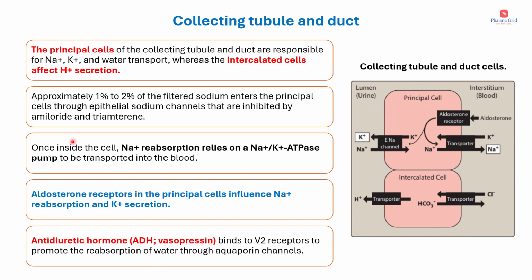Approximately 1% to 2% of the filtered sodium enters the principal cells through epithelial sodium channels that are inhibited by amiloride and triamterene. Once inside the cell, sodium reabsorption relies on a Na+ K+ ATPase pump to be transported into the blood, that is, the interstitium. Aldosterone receptors located in the principal cells influence sodium reabsorption and potassium secretion. Potassium is secreted into the lumen and sodium is reabsorbed back into the blood.